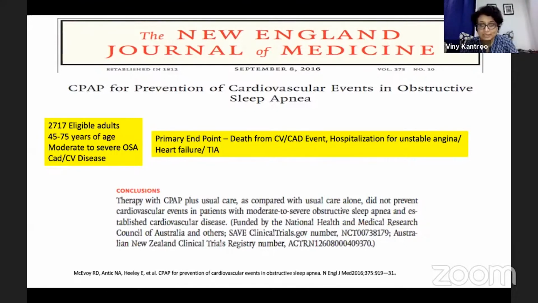They did not see any prevention in the events related to cardiovascular health in patients with moderate to severe obstructive sleep apnea with the use of CPAP plus usual care, as compared to people who were given only the usual care. So long-term cardiovascular event prevention was not seen to be happening with the use of CPAP therapy.